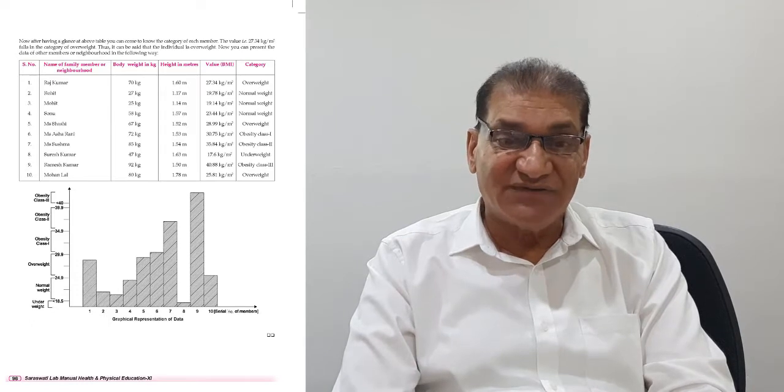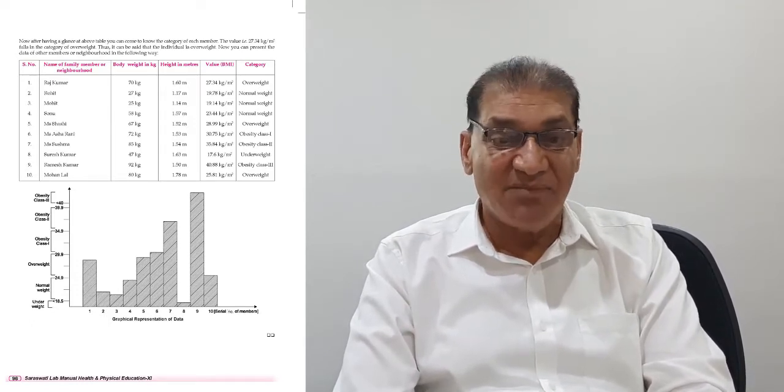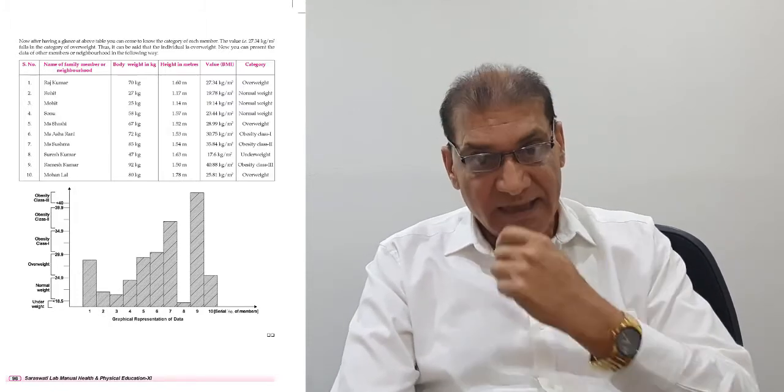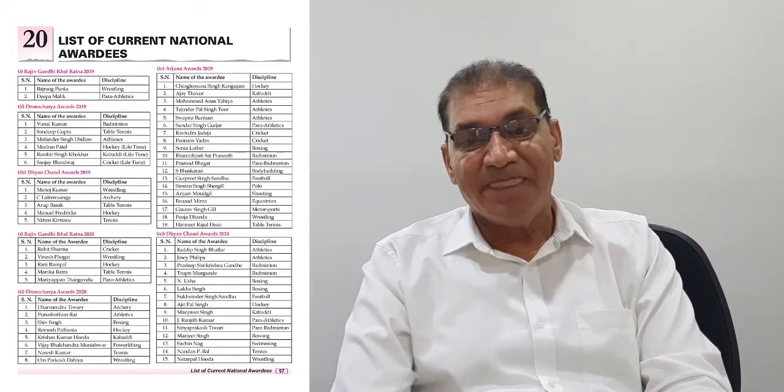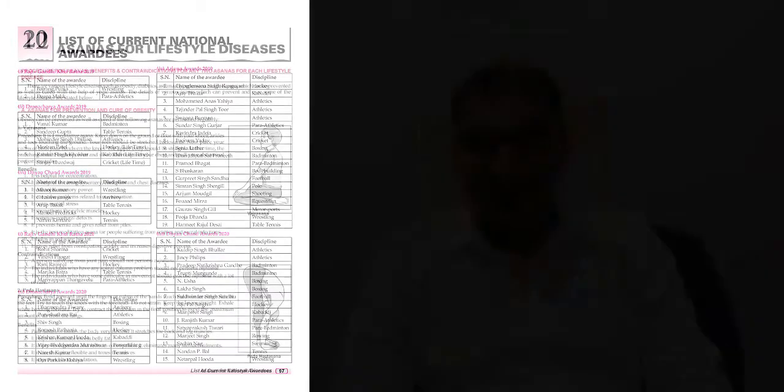So it is also essential to know about the BMI, how you can calculate the BMI. And the third one is the list of current national sports awards, that is the Dronacharya Award, Arjuna Award, Rajiv Gandhi Khel Ratna Award, and Dhyan Chand Award, etc. These are also given in our lab manual.